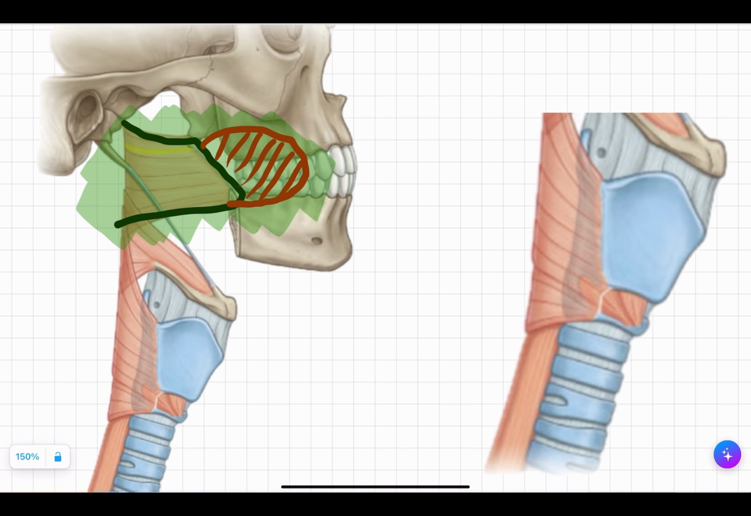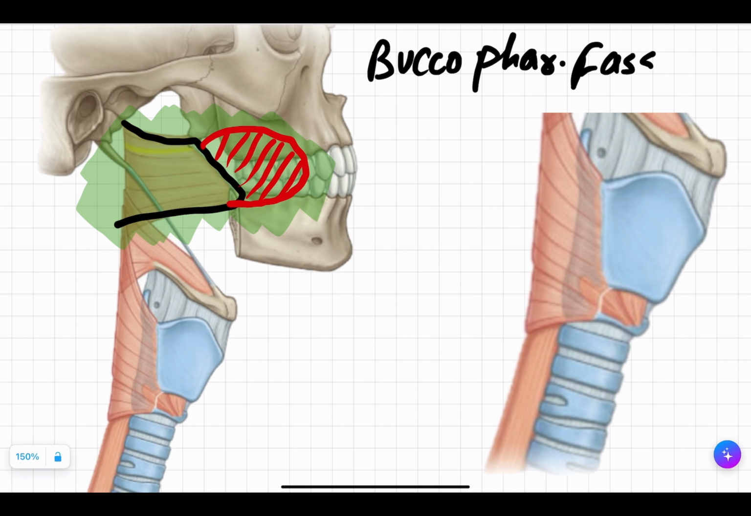That is why this fascia is known as what? Pharyngo, since it is covering the superior constrictor of the pharynx, and pharyngo. Sorry, I am really sorry. This is buccopharyngeal fascia. Why? Because this is covering buccinator muscle as well as covering the pharyngeal muscle, which is the superior constrictor.